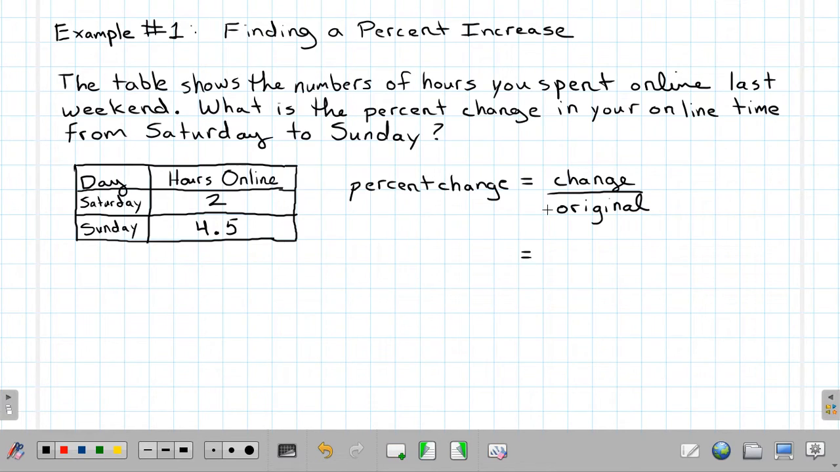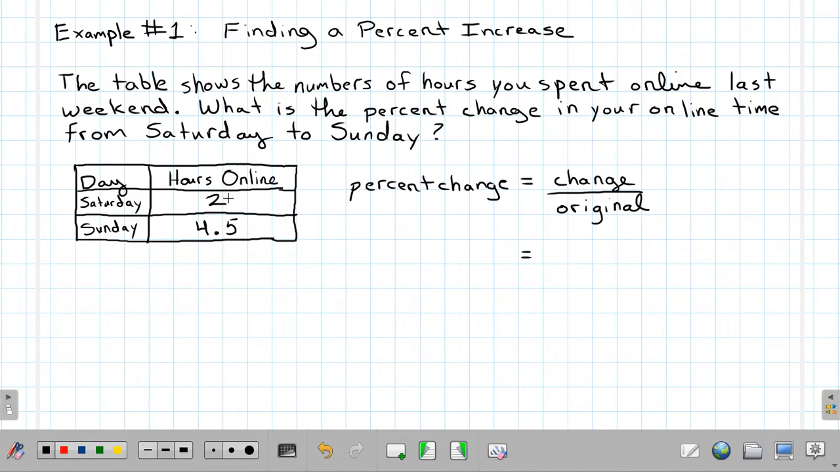Now that we have that equation, we can plug in what we know. We're looking for the percent change, but we can ask, what is the change? If we look at our table, you've got to be able to read a table here. The day is Saturday, and you were online for 2 hours. On Sunday, you were online for 4.5 hours. So the question is, what is the percent change from Saturday to Sunday?